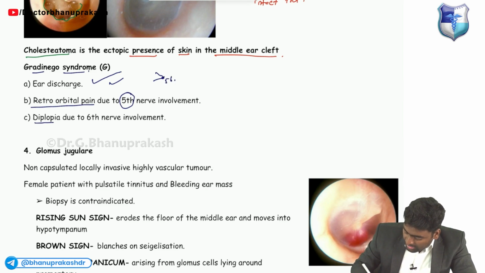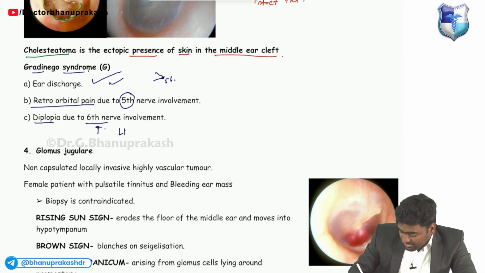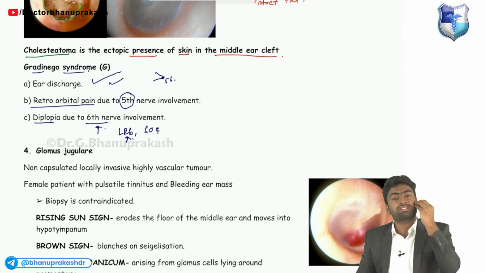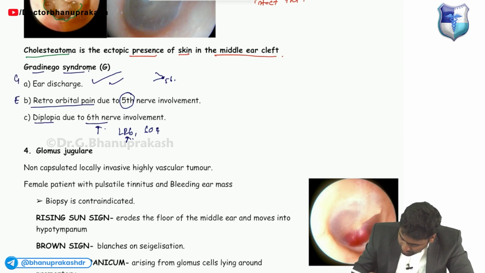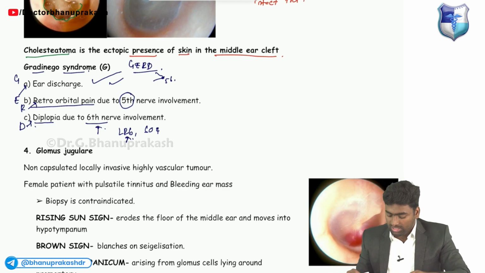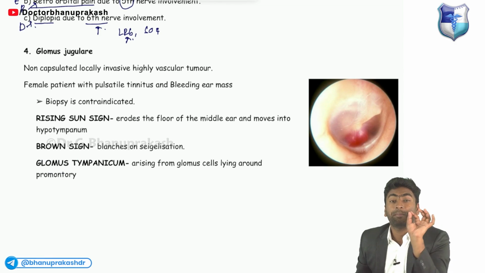Then there will be diplopia. We know the extraocular muscles: LR6 and SO4. So the lateral rectus is supplied by the sixth nerve. Because of the sixth nerve involvement, there will be diplopia. So remember, it is GERD. In this Gradenigo syndrome, G is for ear discharge, R for retroorbital pain and D for diplopia. Remember it as GERD. Remember this much.